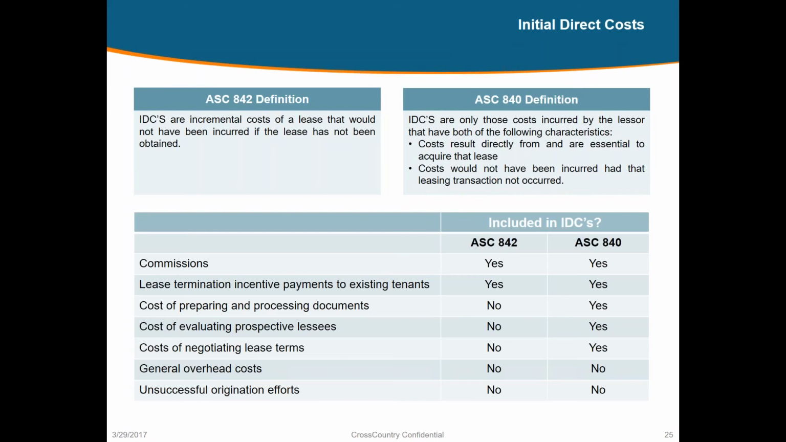Initial direct costs are incremental costs of a lease that would not have been incurred if the lease had not been obtained. They can be capitalized as part of the lease asset by both the lessor and lessee. Topic 842 excludes costs that are not incremental, such as general and administrative costs. It also excludes costs that would have been incurred regardless of whether the parties execute the lease, such as costs to negotiate an unsuccessful leasing transaction.